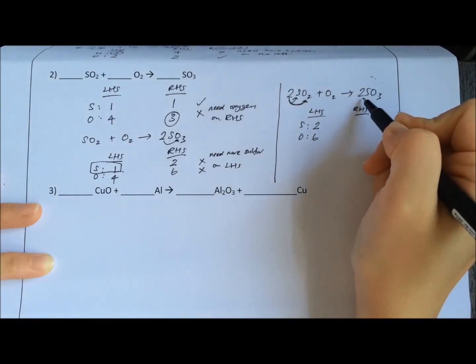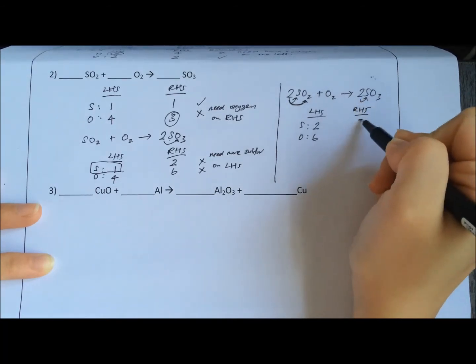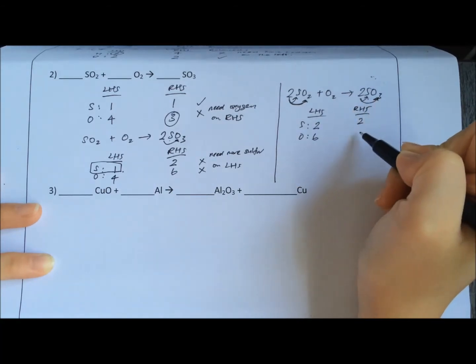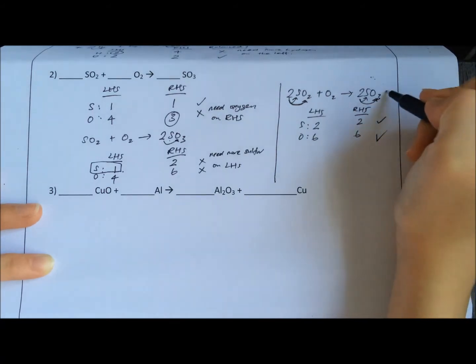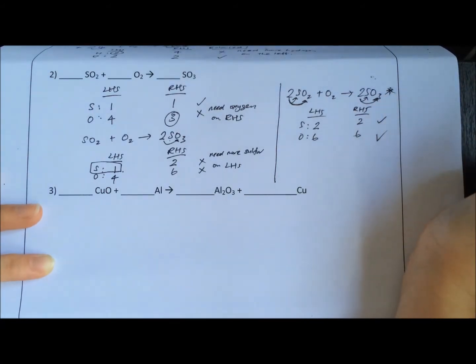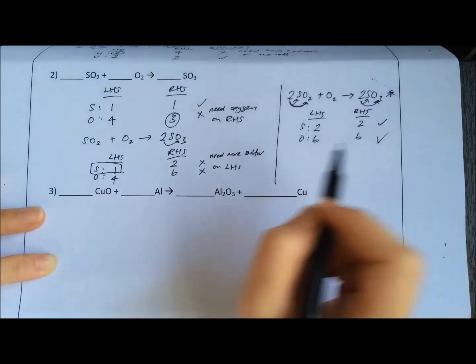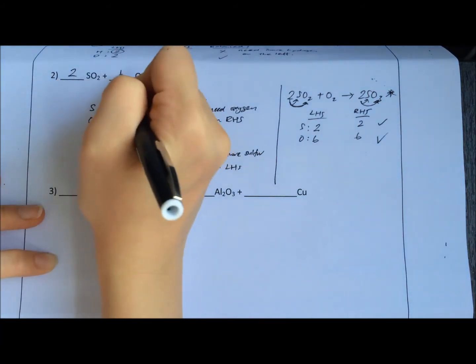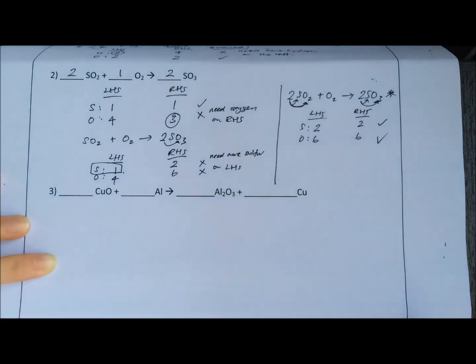Now my right hand side, 2 in front of sulfur, so 2 sulfur, and then 2 times 3 equals to 6. Again, it is balanced. So this is your balanced chemical equation. If there are numbers in front, we just copy them into the blanks. So there will be number 2. No number, we put number 1 because it's a blank. And then number 2 again. So that's the answer for question 2.